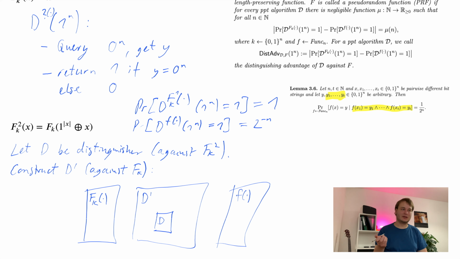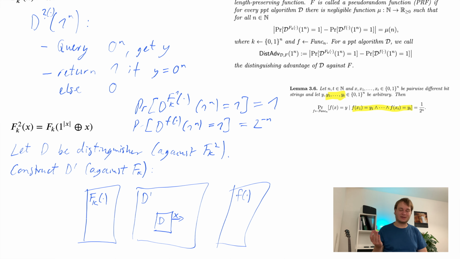Good. So what will D prime do? It will run D. If we run D, what will happen? D will ask queries. We don't know what exactly D does, but we know that probably D will ask queries. And D will ask queries expecting that they will be answered either with this function here, with fk2, or with the properly random function.